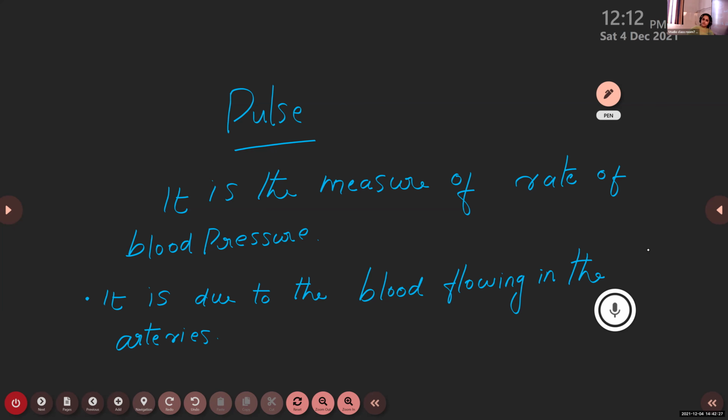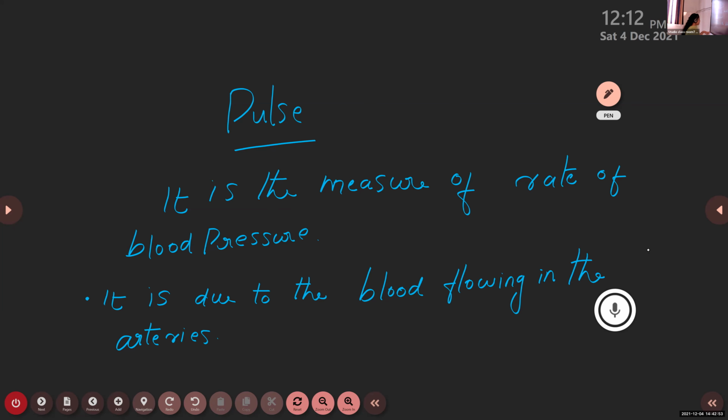We know the function of arteries and veins now. What is the function of arteries, students? It takes the oxygenated blood from the heart to different parts of the body. Very good. It carries the oxygenated blood from the heart to different parts of the body. So during that time, the blood vessels produce a throbbing sound. That is what is known as pulse.